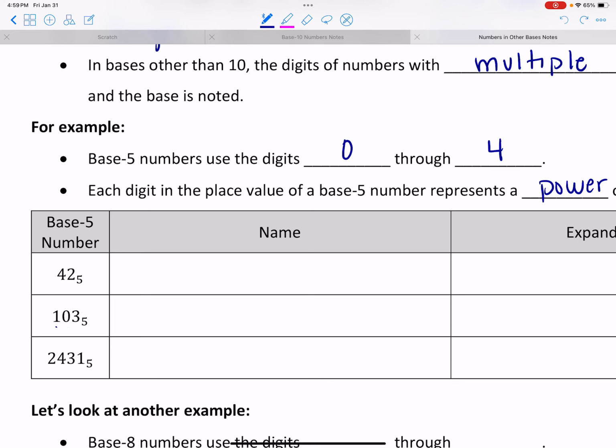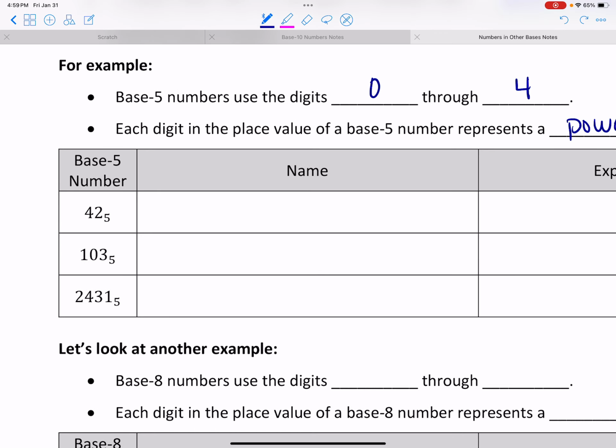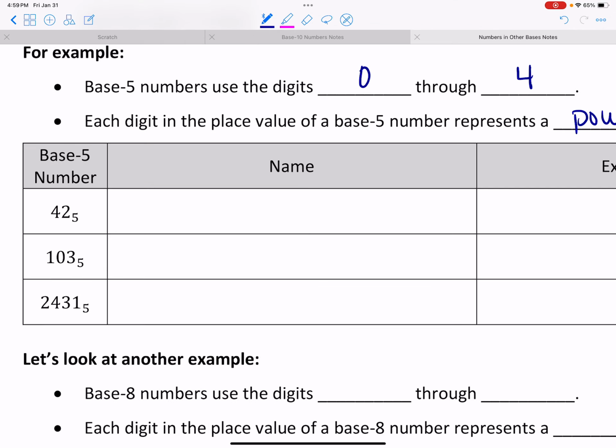If it was a single digit number, no problem, we read it the same. So if I just had like 2 and then a little 5 here with the subscript, this means 2, and then this is a base 5 number. So the subscript is telling me what base I'm working with, okay? So 42 base 5 is how I'm going to read this number. So it is 4, 2, and then we're actually going to read that subscript as base 5.